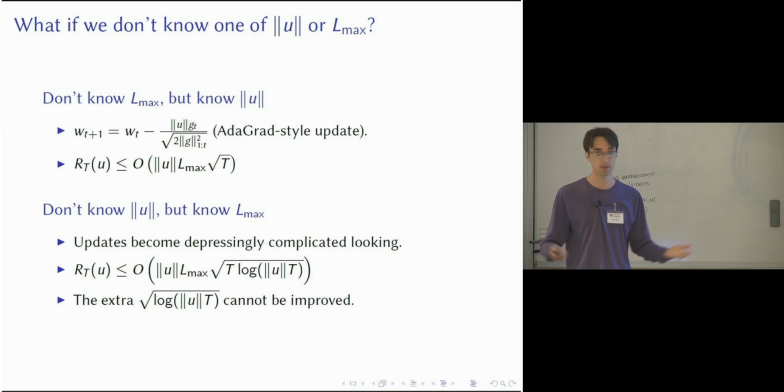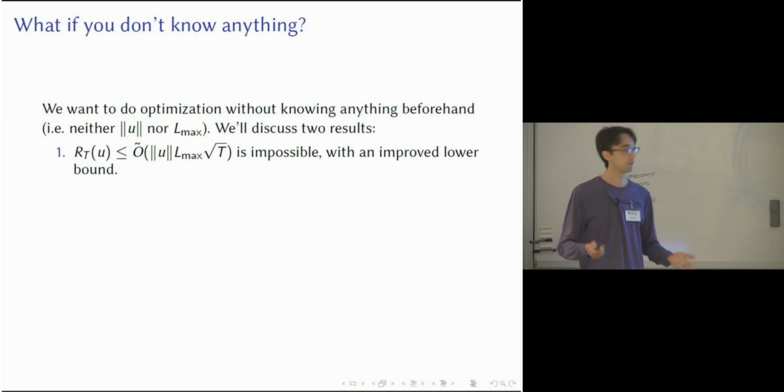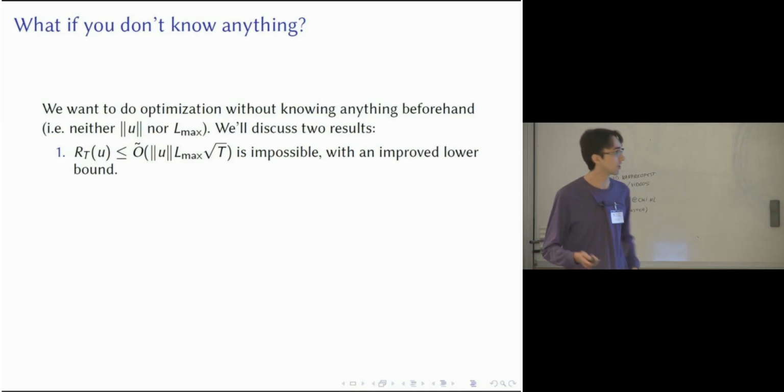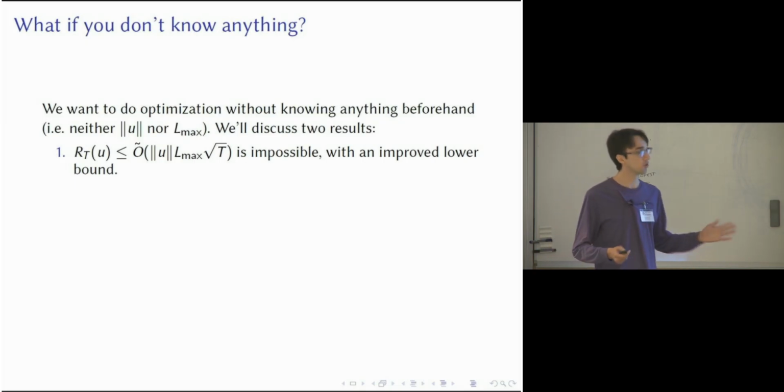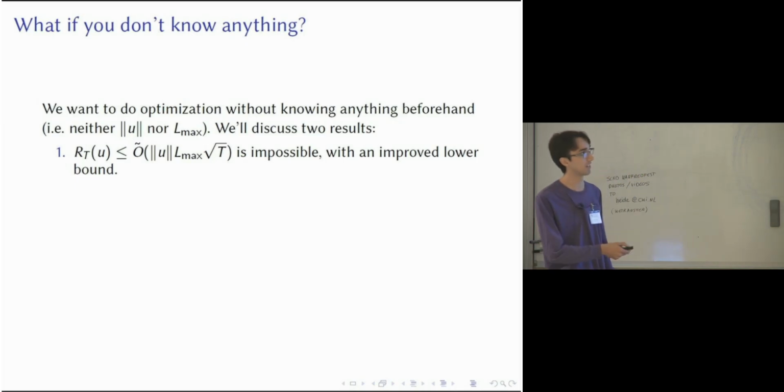You might think, well, maybe if I knew no information, I would still be able to do just as well. Unfortunately, you're out of luck. So about a year ago, I showed that if you don't know u or L_max, the problem becomes impossibly hard. And it's impossible to achieve, even up to log factors, this ideal regret bound.